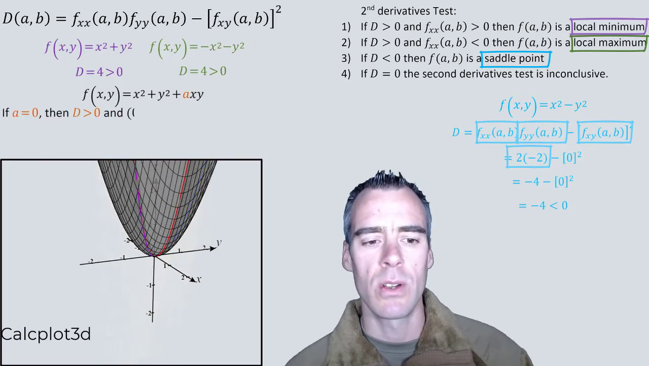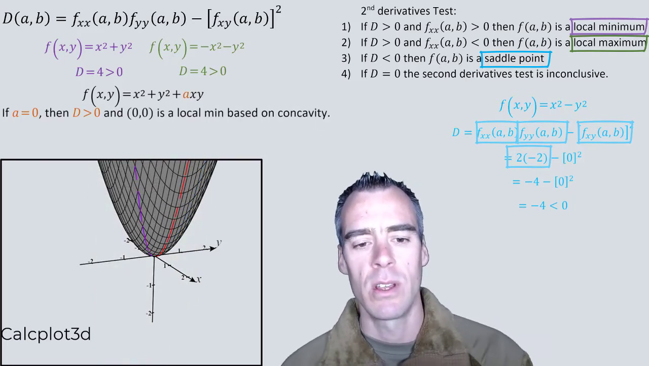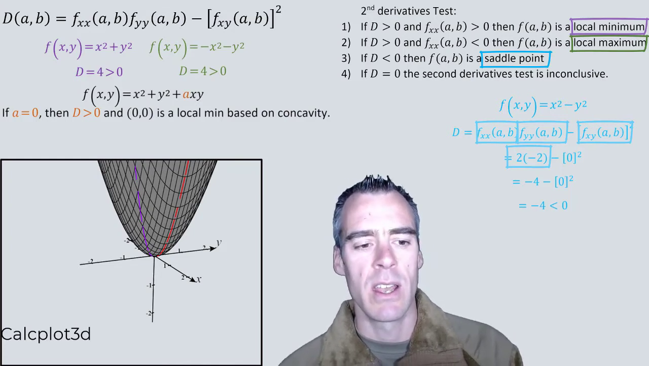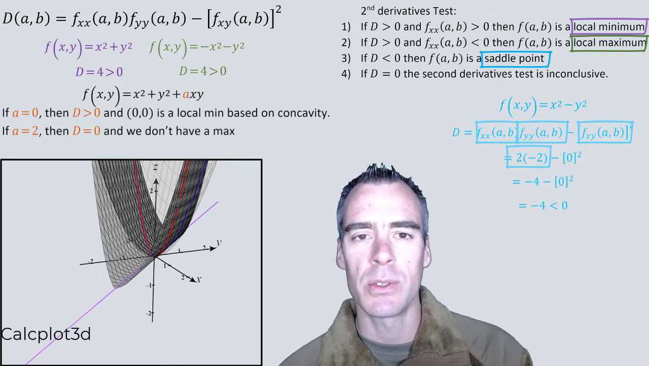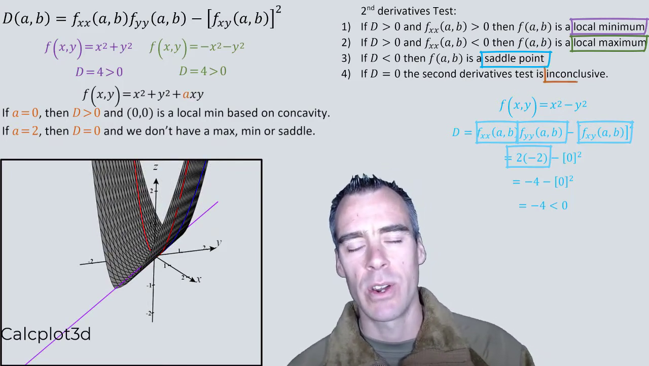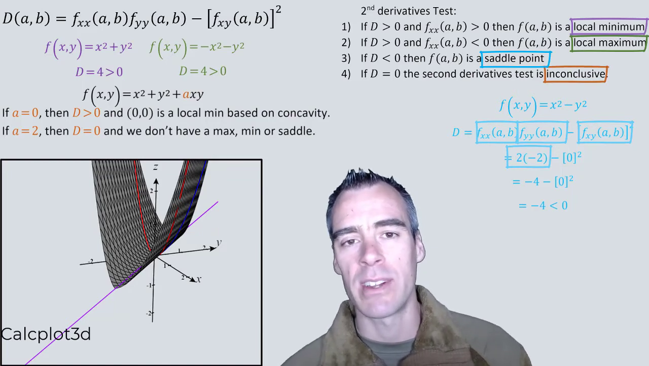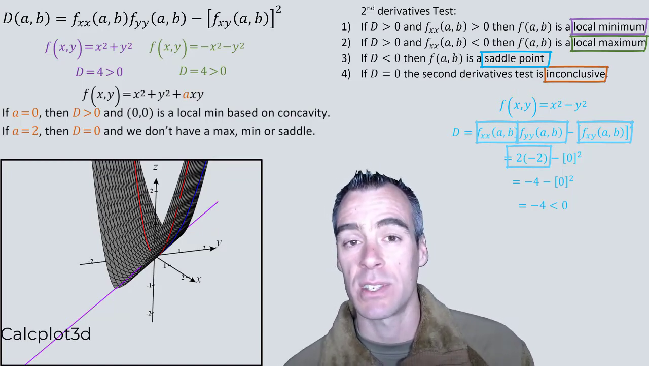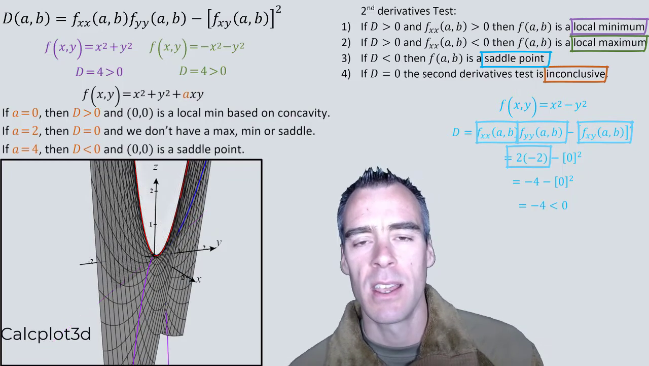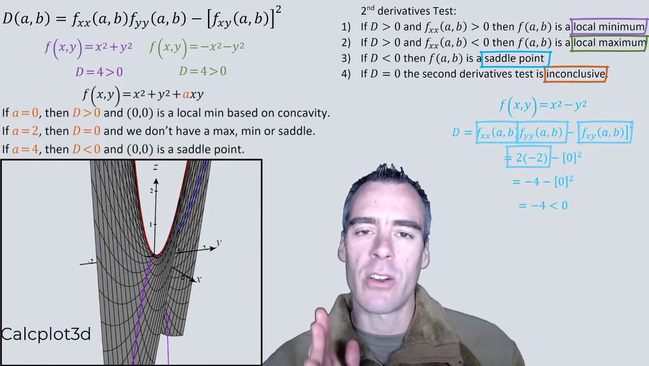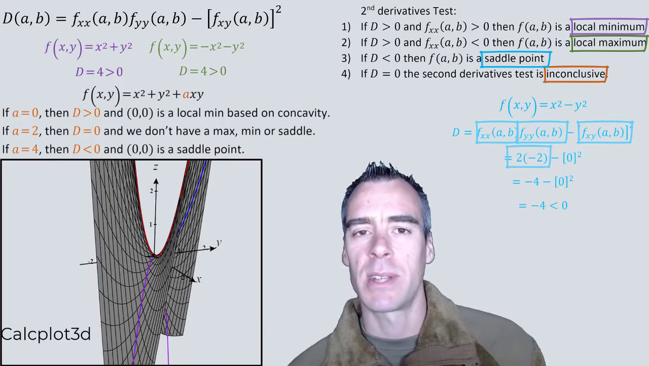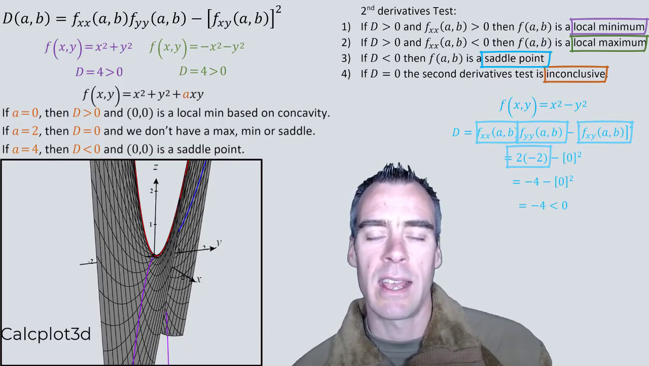So let's just think about this based on the calculations here. When a equals 0, we get D greater than 0, and so we know that's a local min, as we looked at initially. But how about when a equals 2? The two different terms will actually cancel out, and as you can see here, we're not going to have a max or a min or even a saddle point at that point 0, 0 anymore. And then if we crank a up to 4, say, now that cross term has dominated that first term, so D is going to be less than 0, and now we have a saddle point.